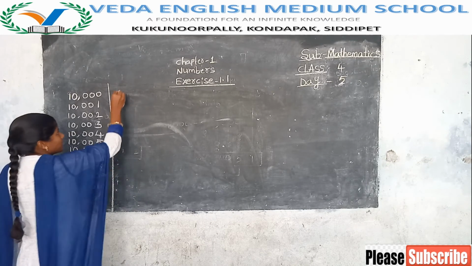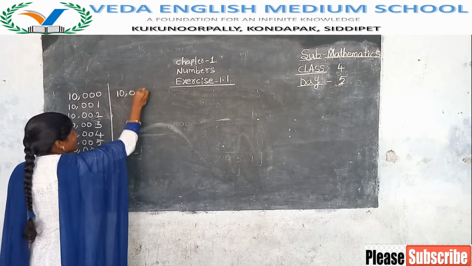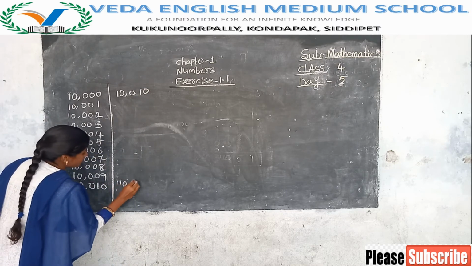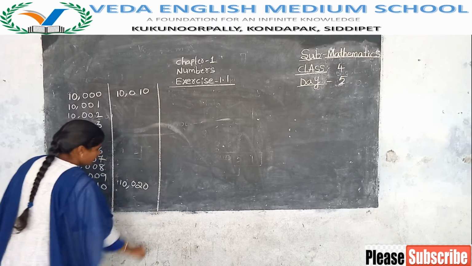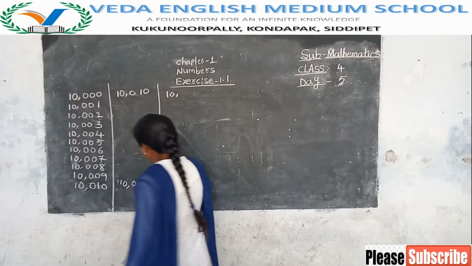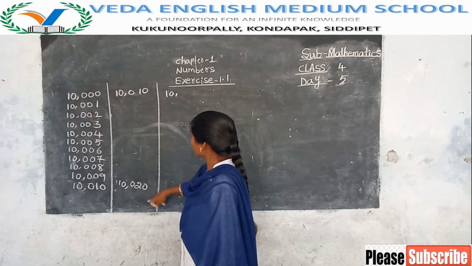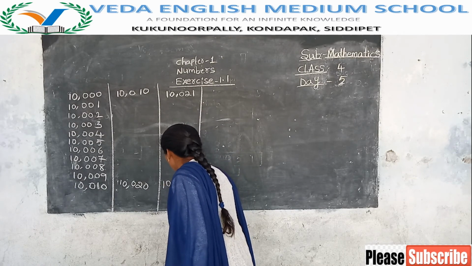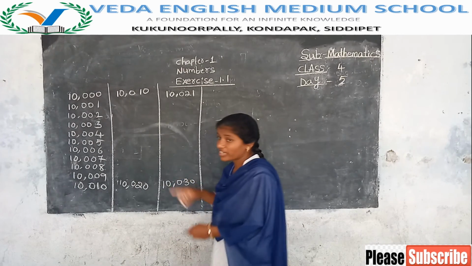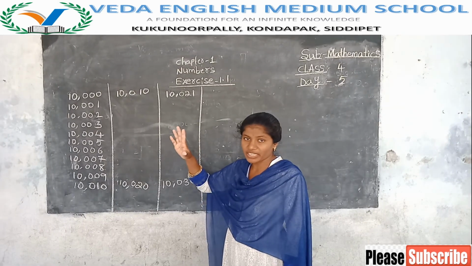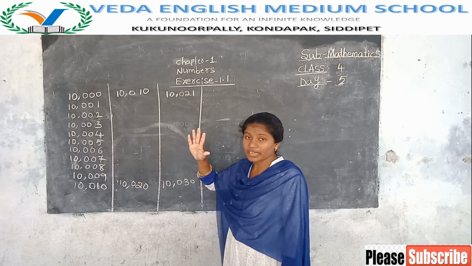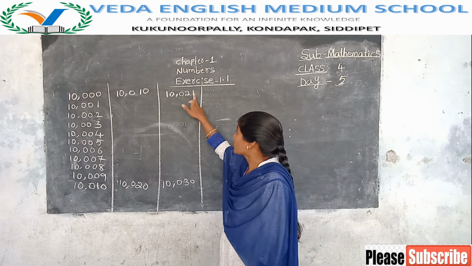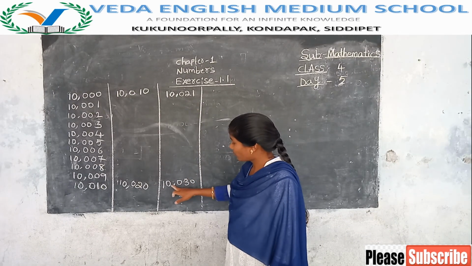Now 10,010 has completed. So you have to write from 10,010. Like this you have to write up to 10,020. Then 10,021 to 10,030. Each and every time while you are writing, you are getting 5 digits because we are learning about 5-digit numbers. How to write 5-digit numbers? Each and every time we get 5 digits only. 1, 2, 3, 4, 5.